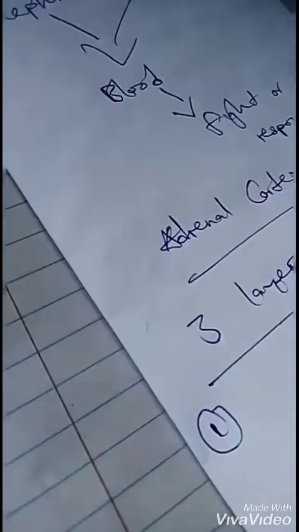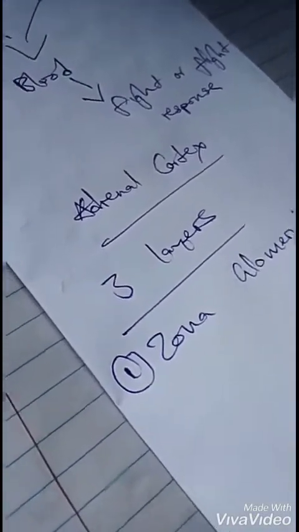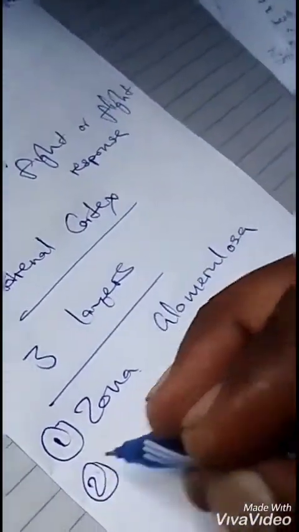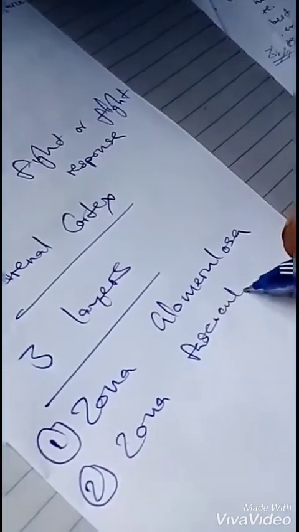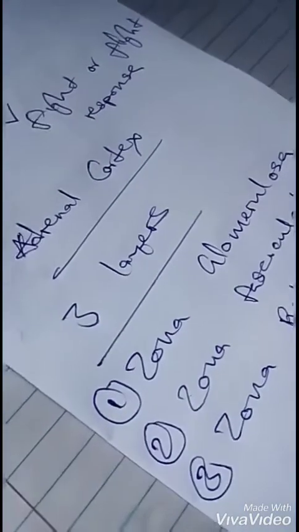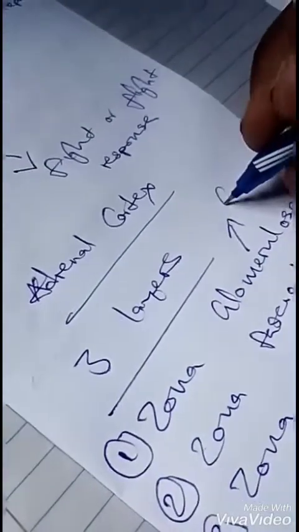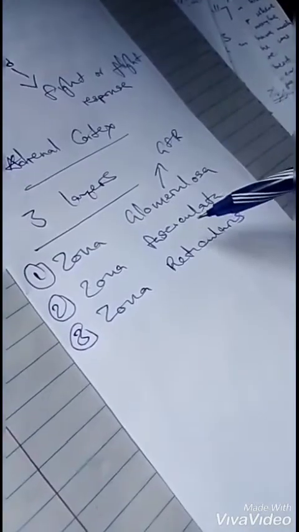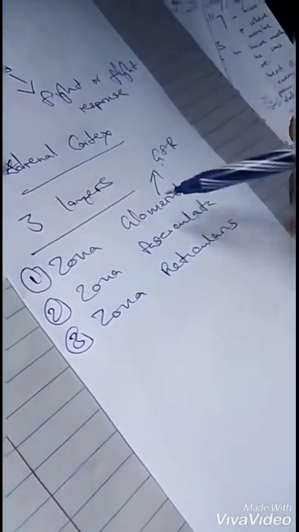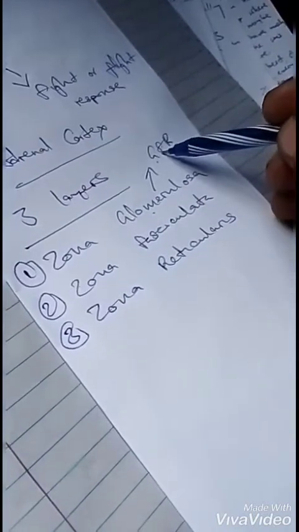So the first layer is the zona glomerulosa. The second layer is the zona fasciculata, and the third layer is the zona reticularis. And you actually remember this by remembering the GFR as the GFR of the kidney, the glomerular filtration rate. In here, it's the GFR of the adrenal gland, where G is for zona glomerulosa, F for fasciculata, and R for zona reticularis.